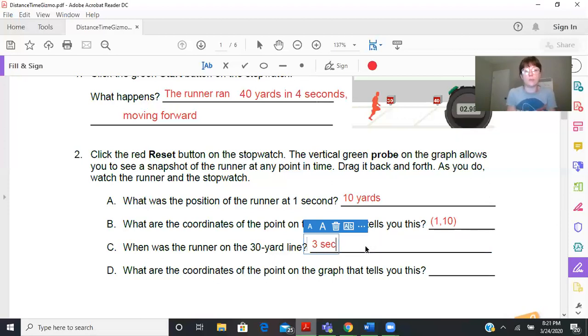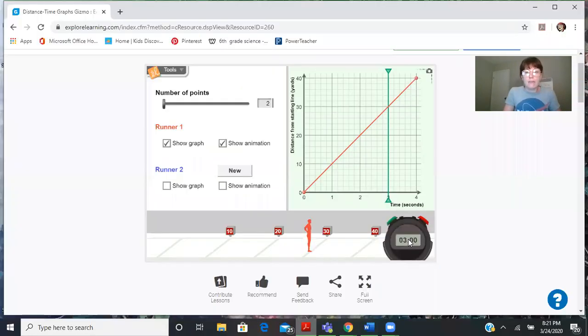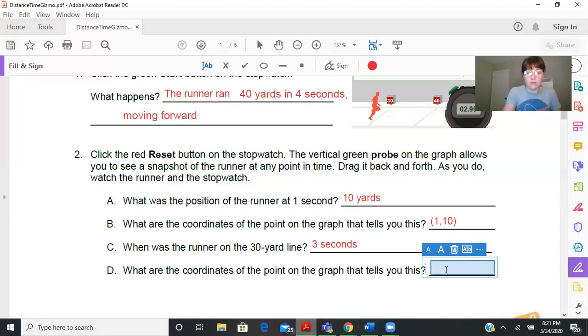And you want to make sure you're specifying yards or seconds because there is a difference between meters and yards and feet. What are the coordinates of the point on the graph that tells you this? Well, if I look, it says 3, x-axis, 30, y-axis. So my point is 3, 30.